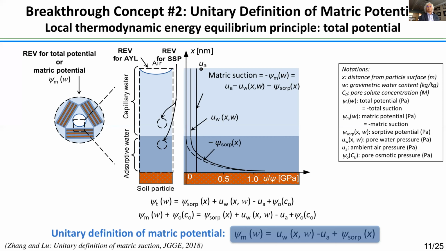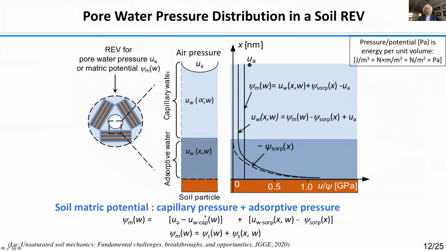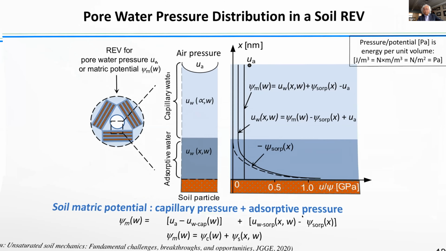You can also interpret the very same thing by further decomposing the pressure into two parts. One is due to the capillary, which is simply right in this bulk water. That is the traditional capillary pressure. That is actually what we have by and large defined so far as the matrix suction. And then the other part is due to the absorption.